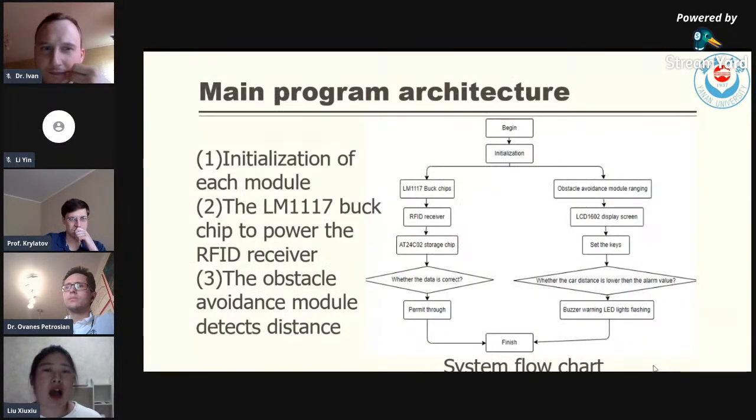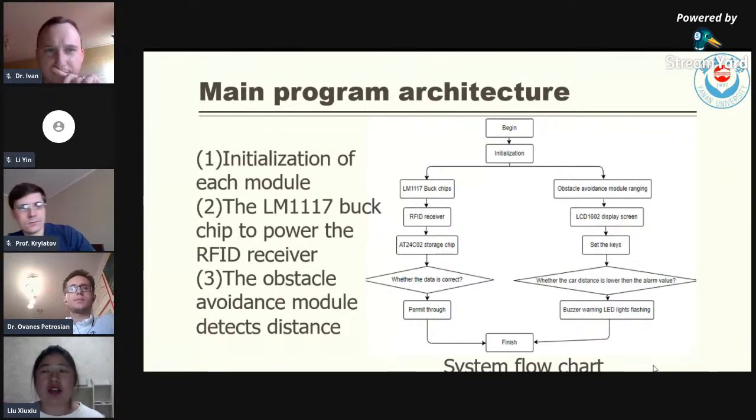For the main program architecture, first each piece of the hardware is initialized and then the modules start working. Initialization of each module: the LM1117 buck chip powers the RFID receiver. The RFID receiver transmits the collected information to the SAM and then compares the data in the memory chip.